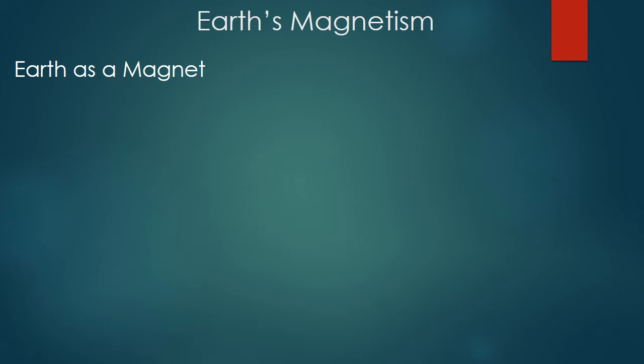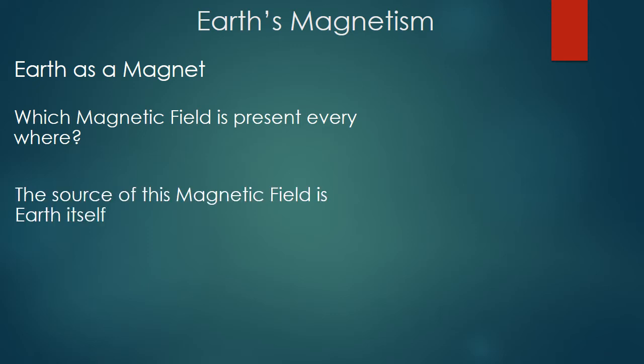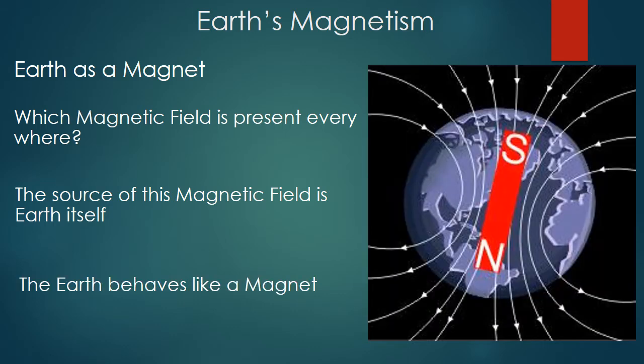If I have a magnet and if I suspend it, it will align in a particular direction. If I go to the next room, then also the same thing will repeat. That means I am getting a magnetic field everywhere. Now the question is, which magnetic field is present everywhere? The source of this magnetic field is Earth itself, or we can say the Earth behaves like a magnet.